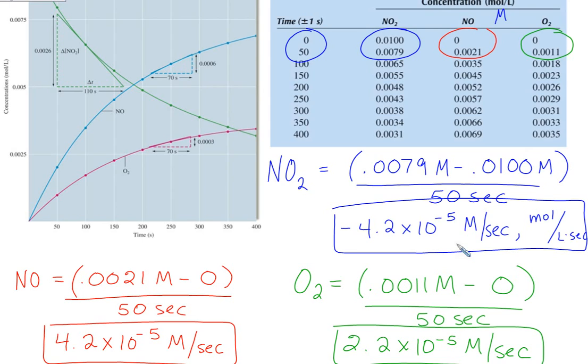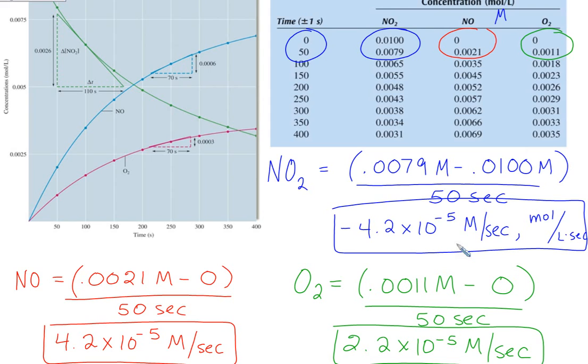Now you might not always see it that way. If you see a reactant reported as a positive reaction rate, it's just understood that if that's something on the reactant side, its molarity is decreasing over time. So sometimes the negative will be left out just because it's understood that we would know that a reactant should decrease in concentration over time. The products will always be positive. They're increasing in concentration over time.